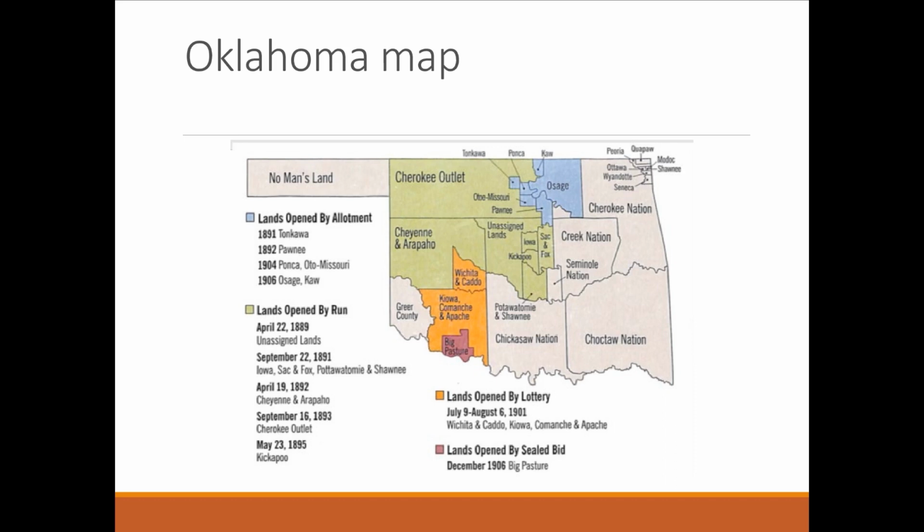And he also has available a website. And these are available at some libraries, or you can get individual subscriptions. And they also show the allotments after statehood.